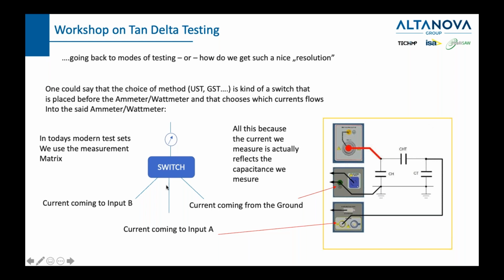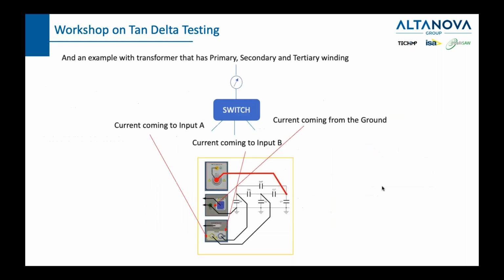Imagine you have a switch inside the test set, and this switch chooses which currents it wants to measure. Because when we are generating voltage, this voltage generates currents. There is a current flowing through here, there is a current flowing through here, and we choose which currents we want to measure, because the currents we measure are the capacitances that we measure.